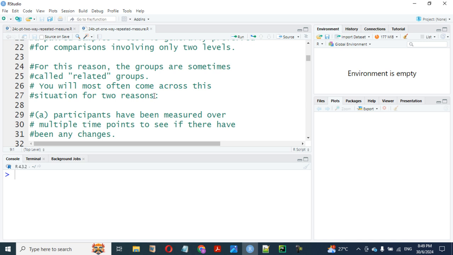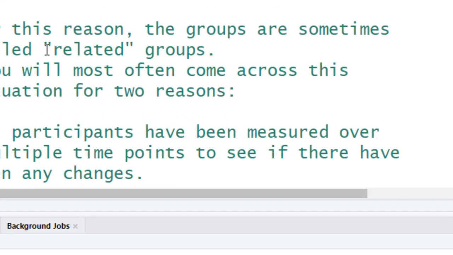For this reason, the groups are sometimes called related groups, because they are dependent, the same thing as with the paired test. They depend on each other. You cannot combine them together like independent groups, like the one we did before. No, that was for unpaired. This one is dependent. The one before is dependent on the one after. That's what it means.